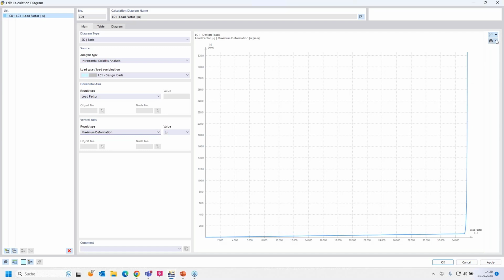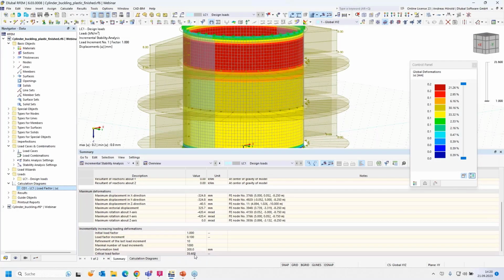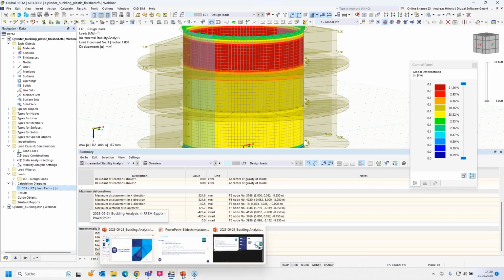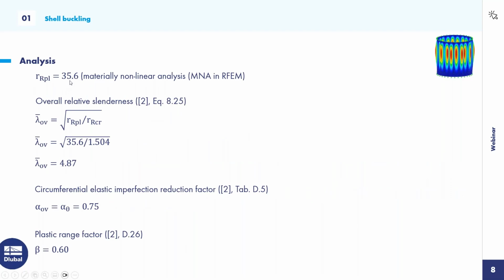You can also print that graphic or that diagram directly to the printer or to the printout report and so on, just for your information. So let's take over this value, 35.6, in the PowerPoint. So that's the value that we calculated.